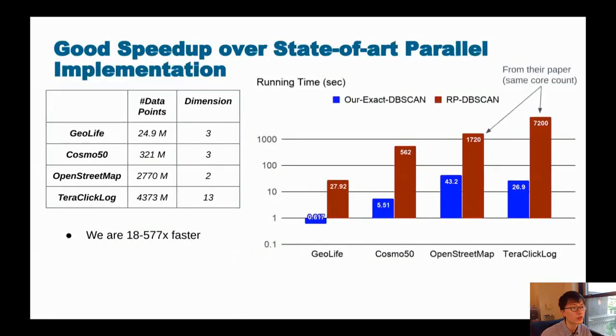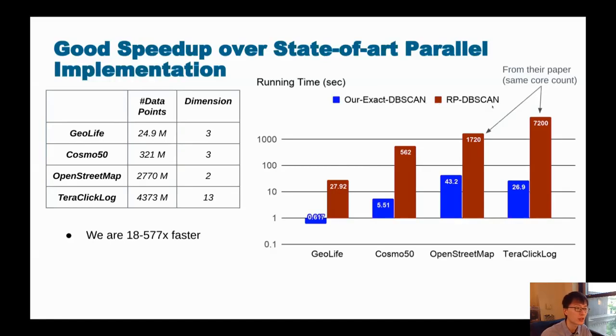We also show good speedup over a state-of-the-art parallel implementation, which is a distributed MapReduce framework that aims to tackle some of the largest datasets. We list the datasets here and tested our method on the same set of datasets. The last dataset has more than 4 billion points and 13 dimensions. The bar plot on the right shows the running time plotted in log scale, and we report the running time on these datasets for both our method and the distributed DBSCAN.